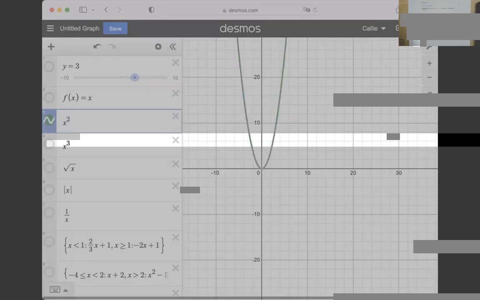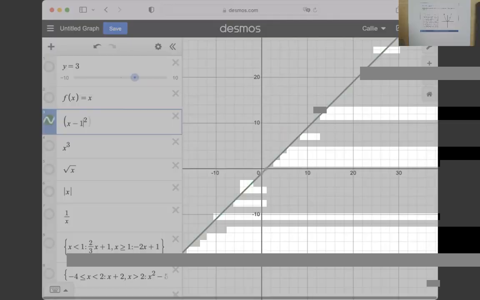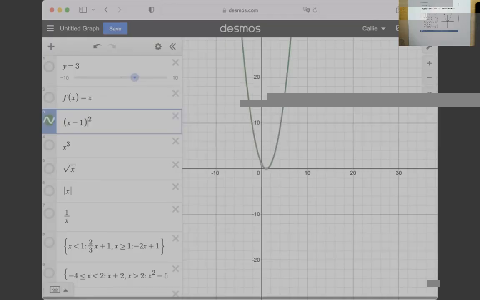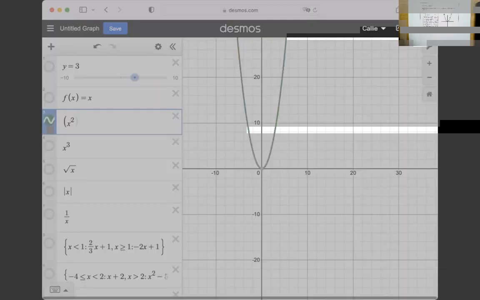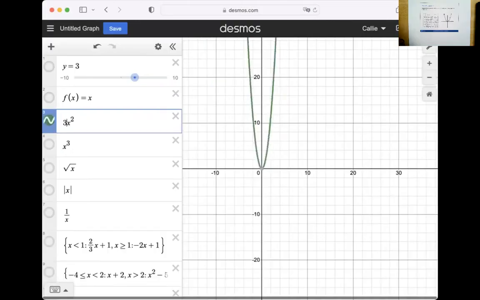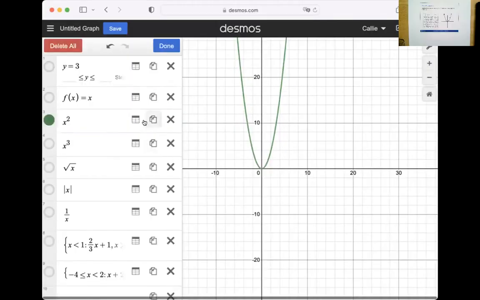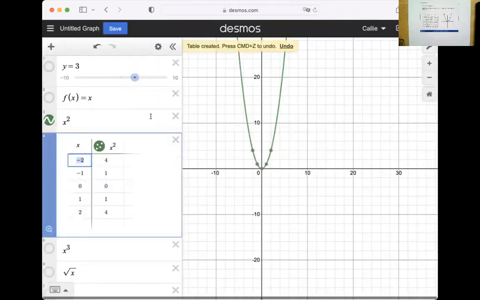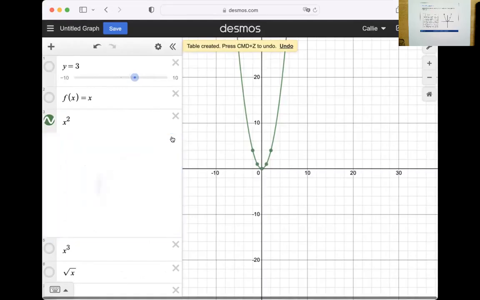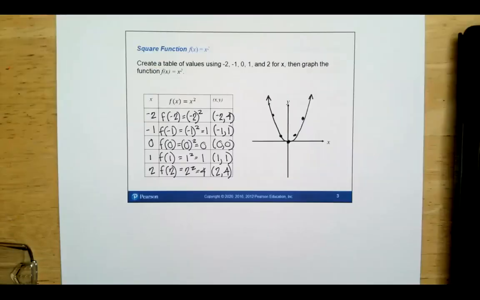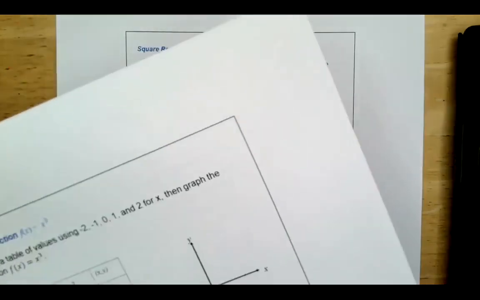What if I put some stuff in parentheses? X -1 moved it over to the right. And then maybe 3x squared made it narrower. But you can see that our base function is x squared, and then depending on what we do to it, it changes the look of the original x squared. So that's why it's called the parent function. Again, if you want to find your x values for that, they will create the table for you. There's your table with some helpful values on the table. And that's the graph of it.